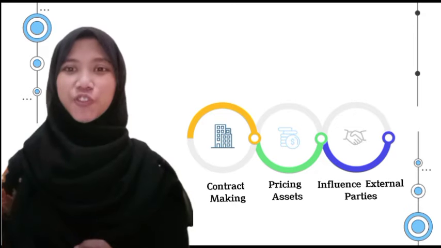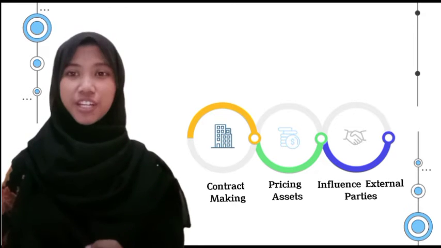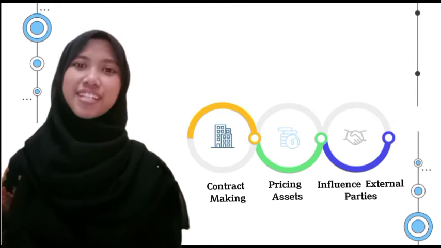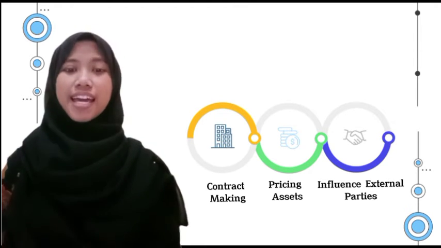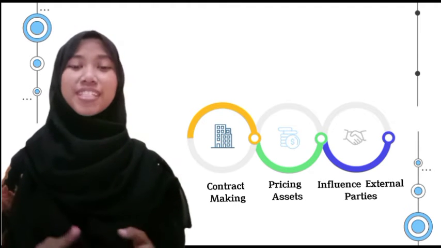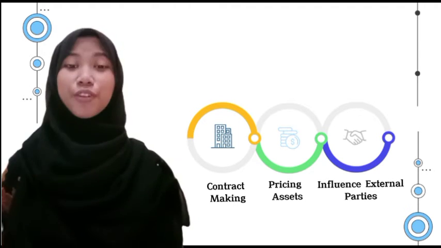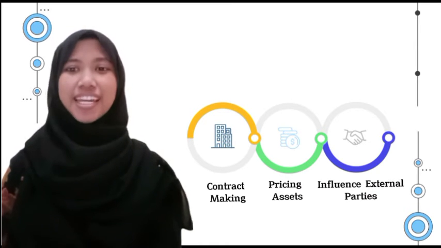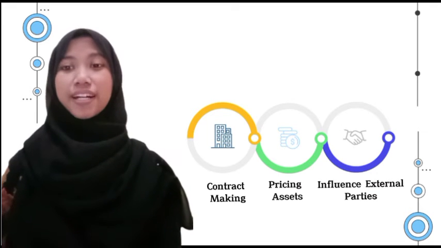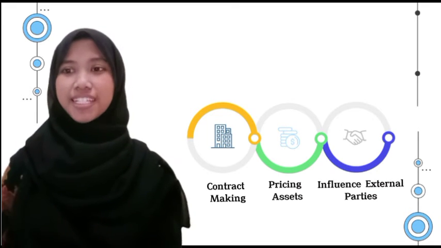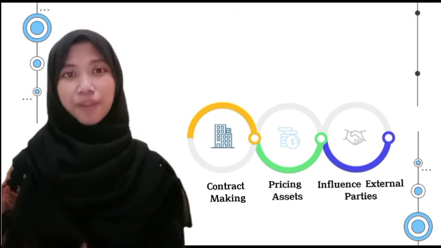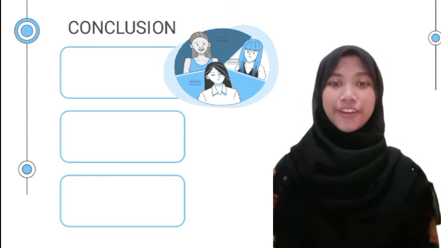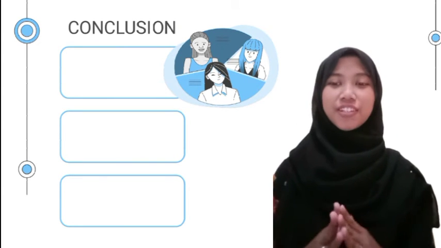The first one, contract making, where in making a contract you will be faced with accounting choices that are used to minimize agency cost. The second is pricing assets, because several electives in accounting can influence the price of assets. And the third, the last, is influencing external parties, which are potential parties like government, regulators, suppliers, competitors, and labor negotiators. Okay, and that's all for the discussion of elective in accounting.